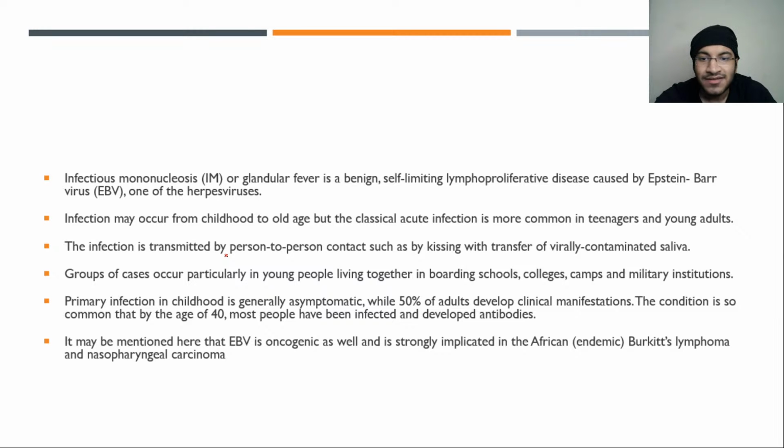Groups of cases occur particularly in the young age, living together in boarding schools, colleges, camps, and military institutions. Primary infection in childhood is generally asymptomatic, while 50% of the adults develop clinical manifestations, and the condition is so common that by age of 40, most people have been infected and developed antibodies. It may be mentioned here that EBV is oncogenic as well, and it is strongly implicated in African Burkitt's lymphoma and nasopharyngeal carcinoma.